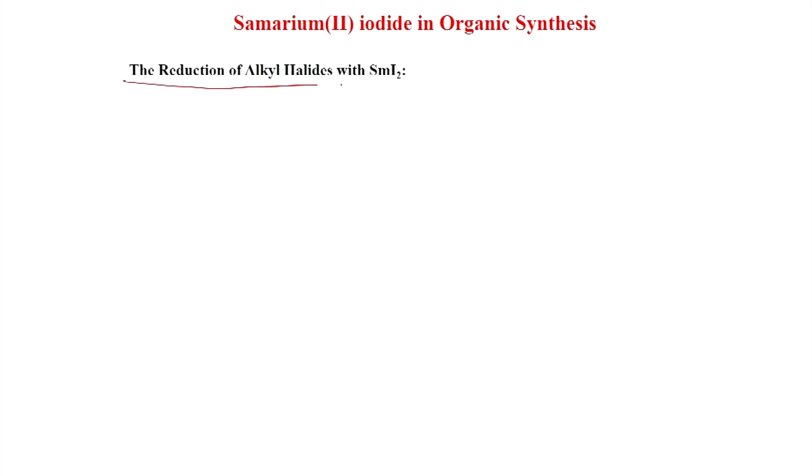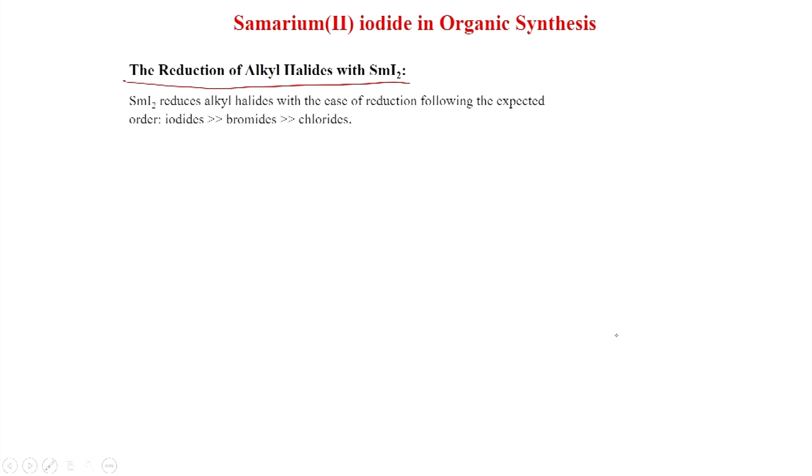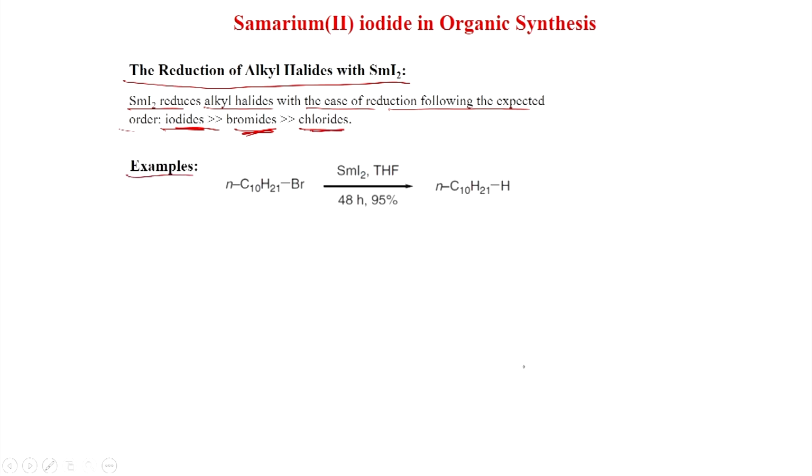So, the reduction of alkyl halides with samarium iodide is a popular reaction, that is called the dehalogenation reaction, like tributyltin hydride and AIBN does. So, here samarium iodide reduces alkyl halides with the ease of reduction following the expected order: iodides more than bromides, that is more than chlorides. Examples we will see, like here n-decyl bromide with samarium iodide only, THF, 48 hours, 95% yield of this product, n-decane, you get from this bromide.